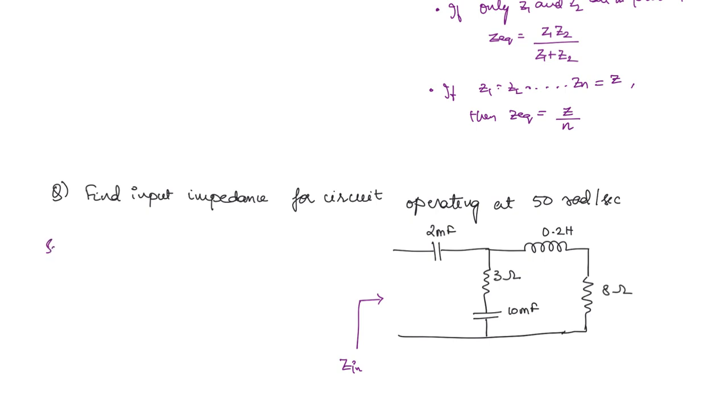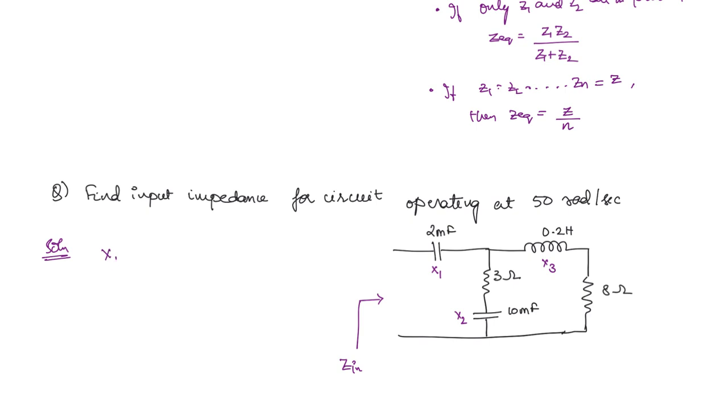Okay. So what will be the solution here? If you can see here, the resistances are in ohms, but the capacitor and inductor are not in ohms, so we have to first find out their reactance. So let us take this 2 millifarad as x1 reactance, 10 millifarad as x2 and 0.2 Henry as x3.